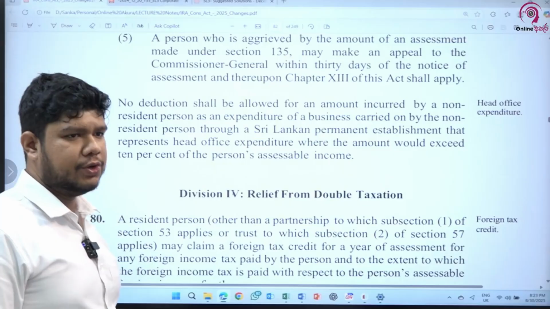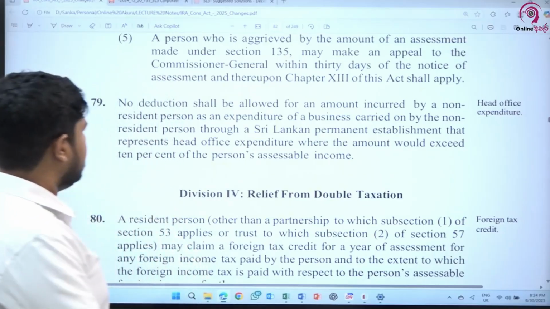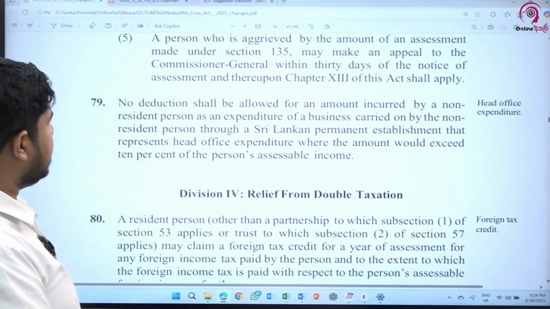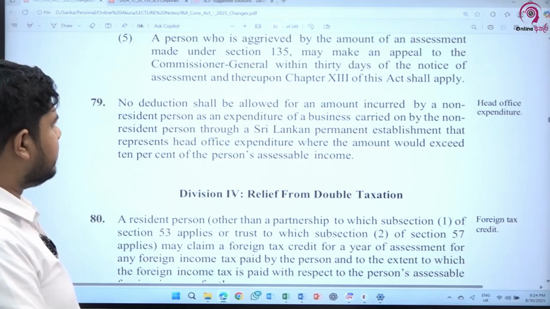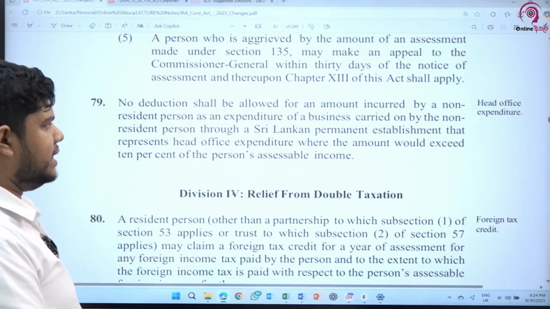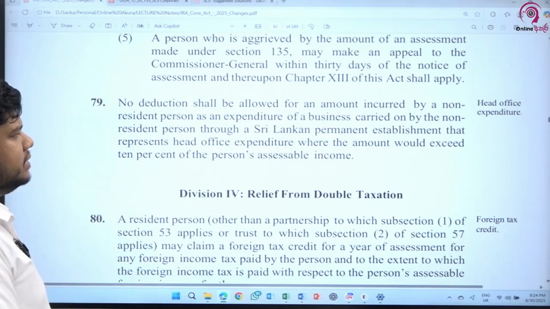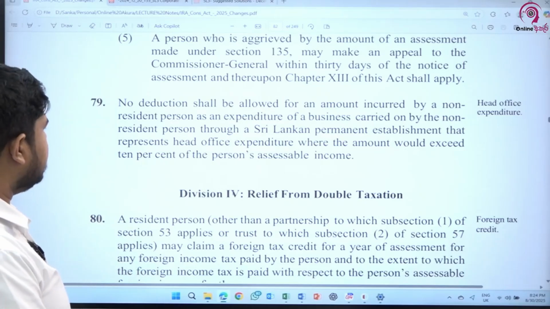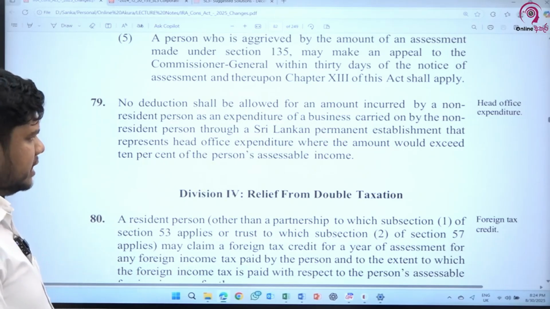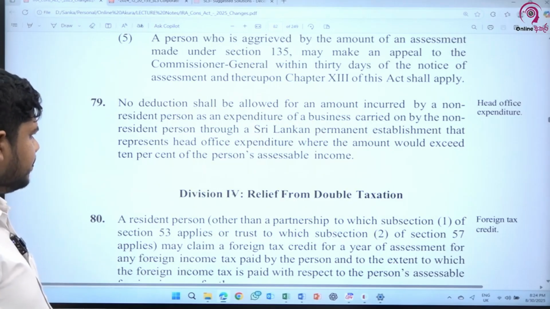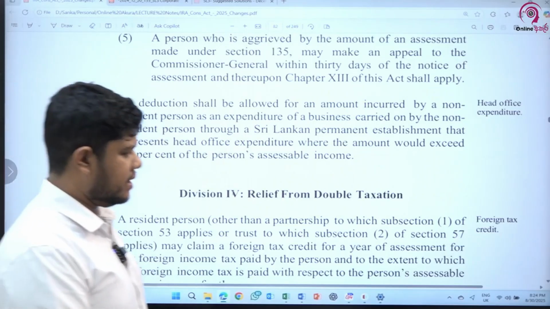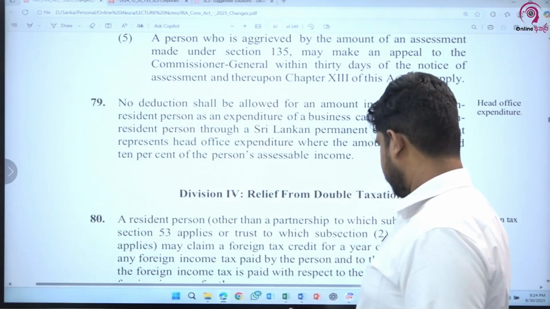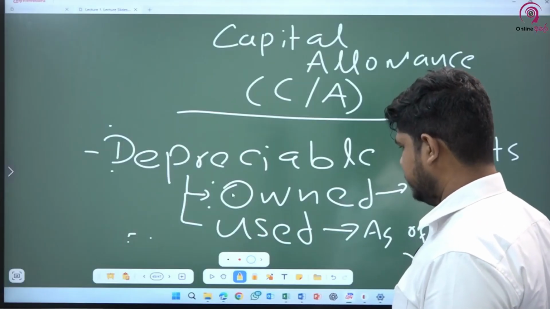Section 79, student. Read this section. No deduction shall be allowed for an amount incurred by a non-resident person as an expenditure of a business carried on by the non-resident person through a Sri Lankan permanent establishment that represent head office expenditure where the amount would exceed 10% of the person's assessable income. Right. I'll come to the explanation.